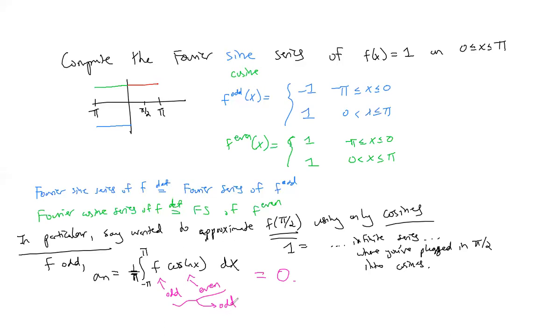So that's always nice when you have odd and even functions, because then you don't need to compute half of the Fourier coefficients. Some of them will just automatically be 0.